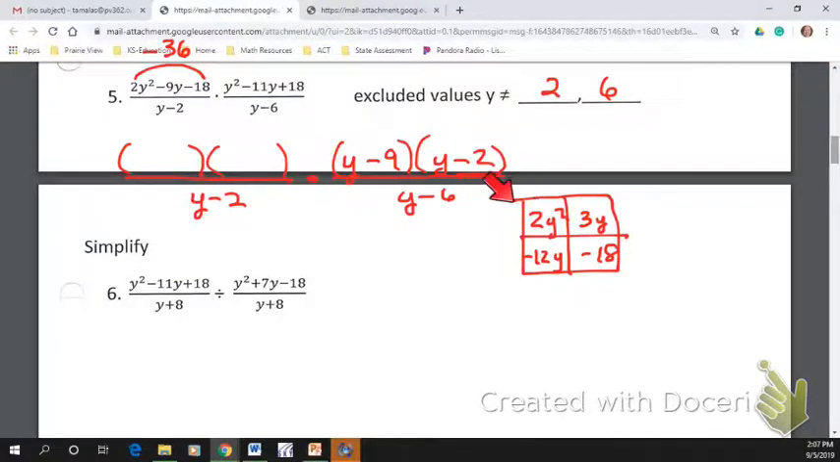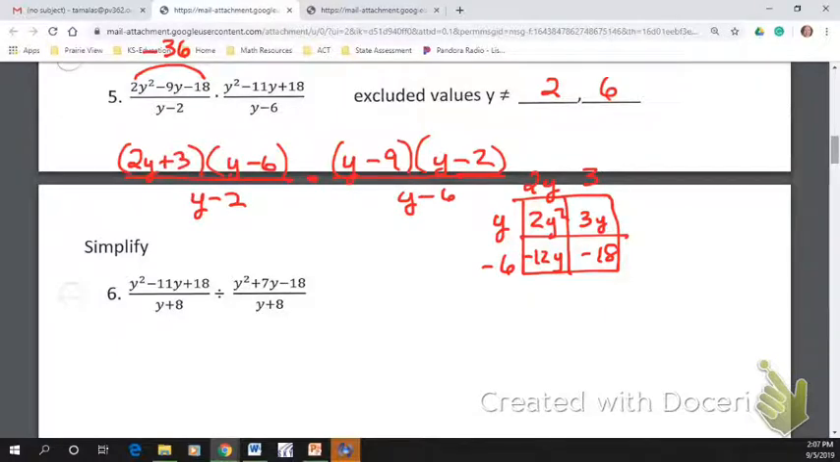So what do these two have in common? Y. Okay. And what times y will give you 2y squared? 2y. And what times y will give you 3y? 3. And what times 2y will give you negative 12y? Okay, so now we have a 2y plus 3 and a y minus 6.